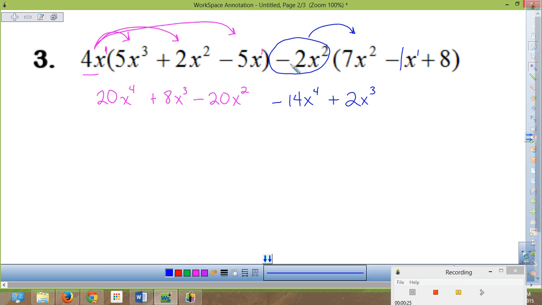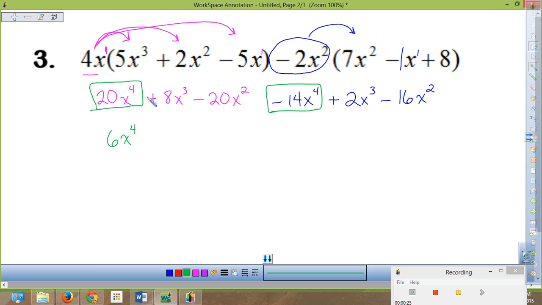Then you do negative 2 times positive 8, which is negative 16. And then there's 2 x's here and none here, which means we have 2 x's. Now where we would normally have stopped, now we have to go through and find our like terms. So, if you notice, this has an x to the 4th, and this has an x to the 4th. So you have 20 minus 14, which is 6, and then keep the x to the 4th the same.